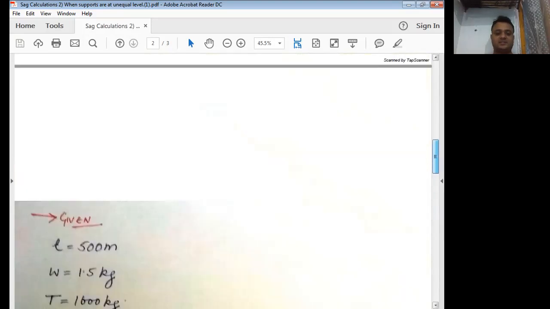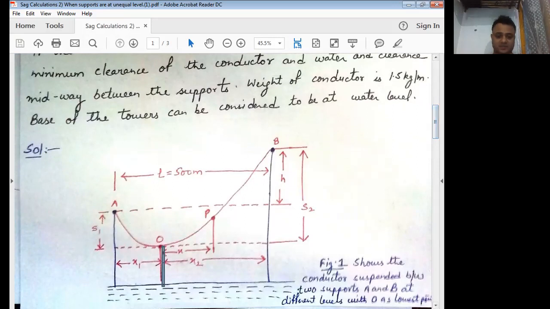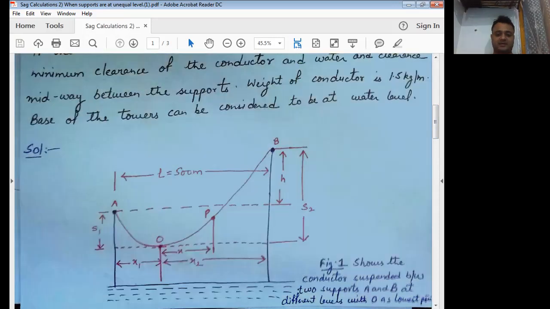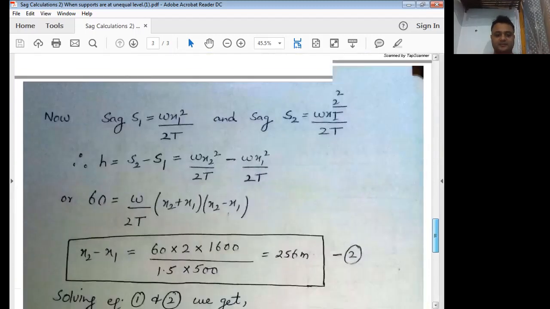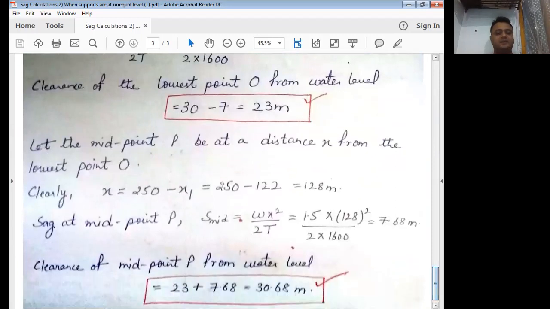Now, in the second step, we have to calculate the distance between this point, the middle point of the conductor, and the water level. What is the distance? This distance can be calculated by adding this distance plus this particular sag. Sag is simply the distance between the tower and the minimum point on the conductor. That is known as sag. So while calculating, let the midpoint P be at a distance x from the point O. Clearly, x equals midpoint: the total distance is 500 meters, so the midpoint is 250. If I subtract the x1 distance from 250, we can get the value of x.